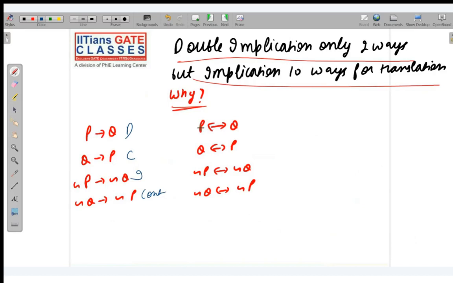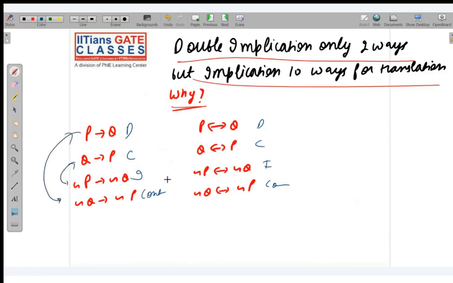Now the same scenario I am doing here: P double implication Q. I change the direction and get what should be the converse. This is direct, this is converse. Now I take the inverse, because I am just applying not on both. That is inverse, and this should be contrapositive. But actually, I have told you now, this and this were equivalent.